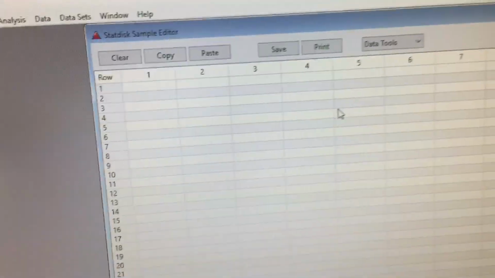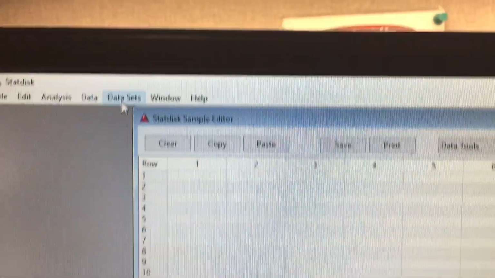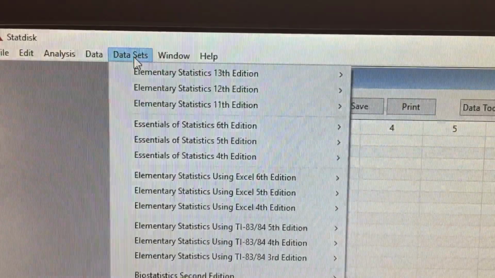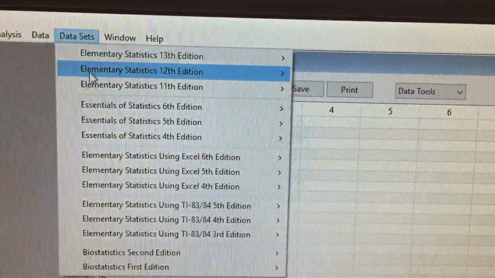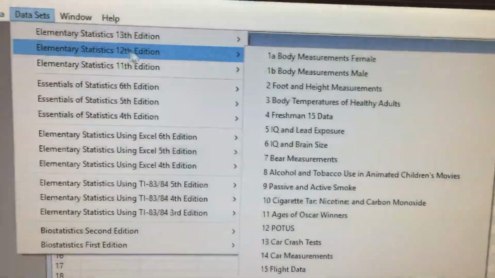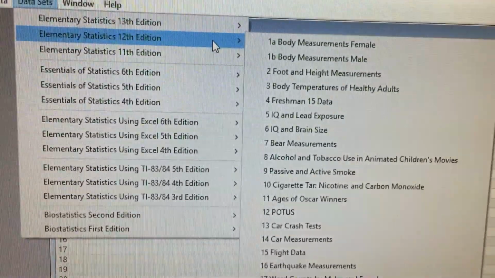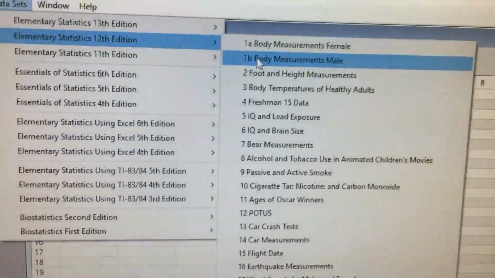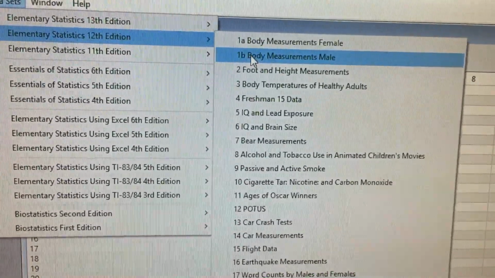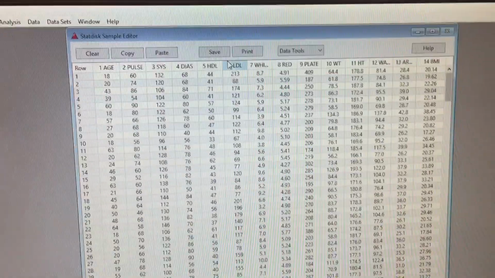Okay, so in this case here, I need the data sets. So I'm going to select data sets. The one that we're going to select is the one that says Elementary Statistics 12th edition. Make sure you select that one. And we're going to select the one that says 1B, body measurements for male. Click on that, and you're going to get this whole screen with all these measurements here. Okay?